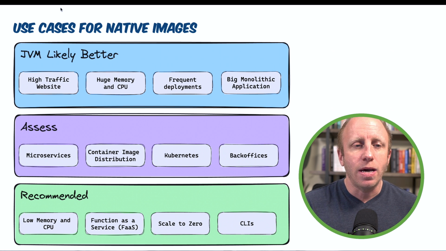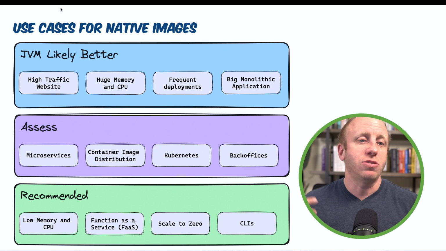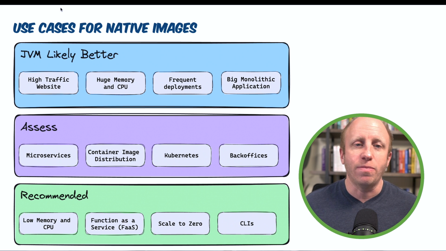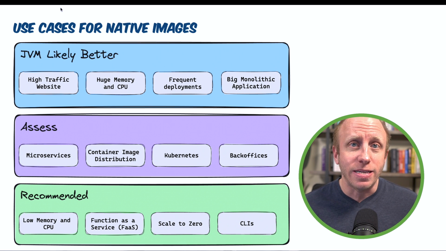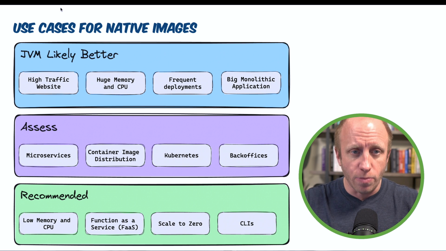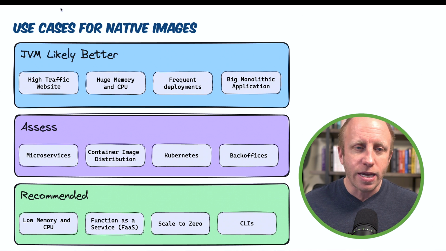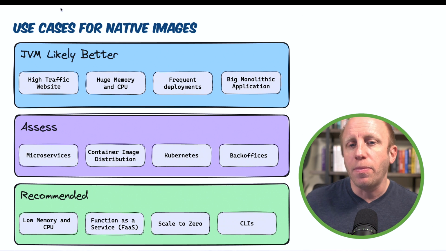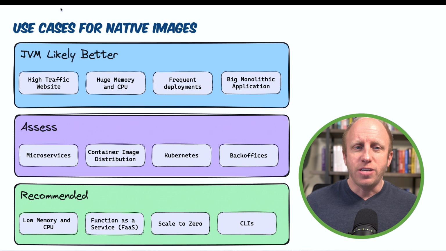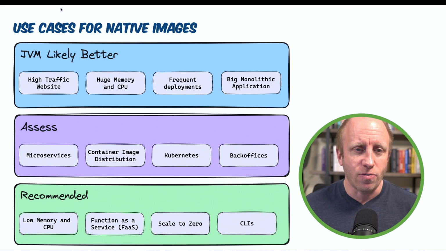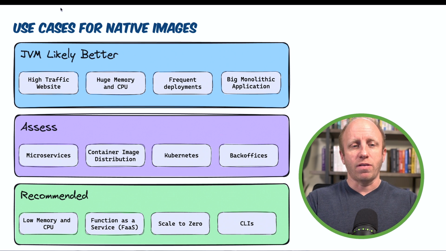Where the JVM is likely better are things like high traffic websites, big monolithic applications. You have huge amounts of memory and CPU. You are doing frequent deployments. So again, the JVM is really good at optimizing in this scenario. We're getting a whole bunch of throughput. We are taking requests all day. We have it up and running 24/7. The JVM can look at that code and optimize for it. So maybe the JVM is likely better.